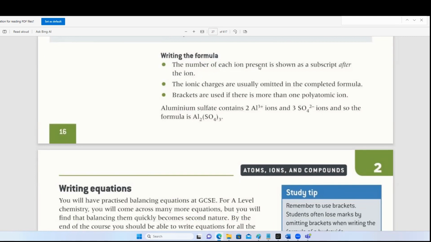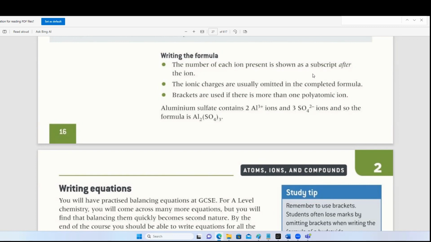So writing the formula, the number of each ion present is shown as a subscript after the ion. The ion charges are usually omitted in the completed formula. Brackets are used if there is more than one polyatomic ion. We have seen all of these examples in just the one that I wrote there, ammonium phosphate. So the number of each ion present is shown as a subscript.